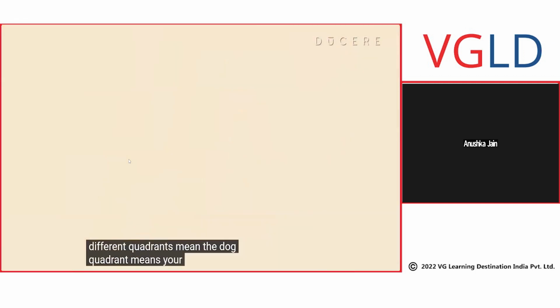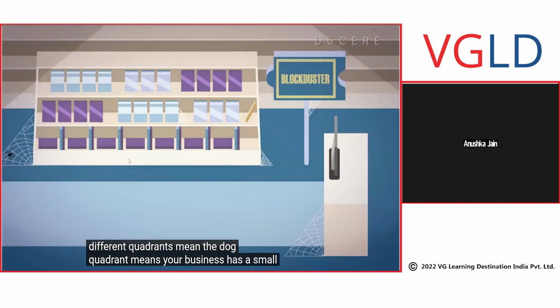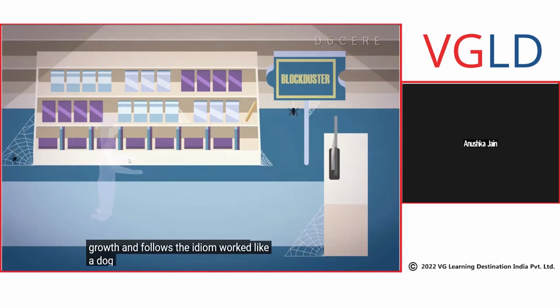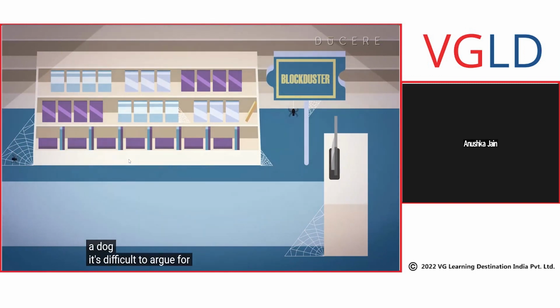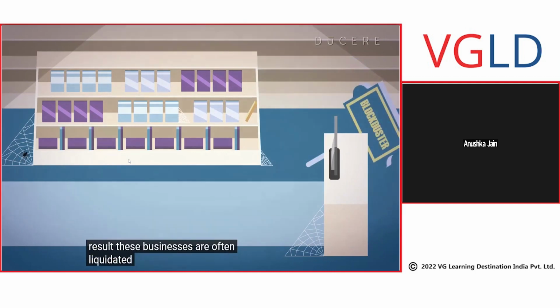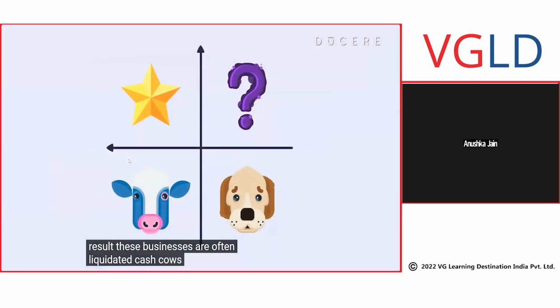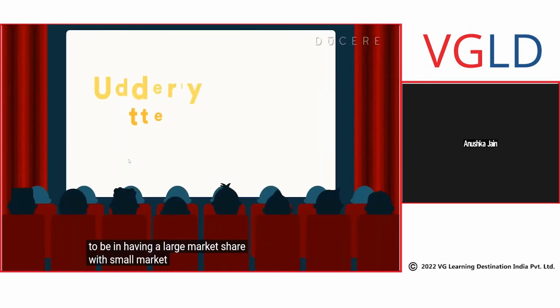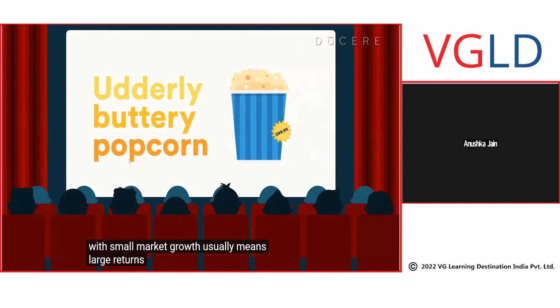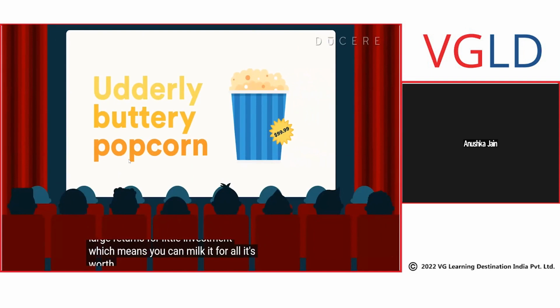The dog quadrant means your business has a small share of a market, which has a small growth and follows the idiom, worked like a dog. It's difficult to argue for investing in something with minimal growth, and as a result, these businesses are often liquidated. Cash cows, on the other hand, are a much safer place for your business to be in. Having a large market share with small market growth usually means large returns for little investment, which means you can milk it for all it's worth.